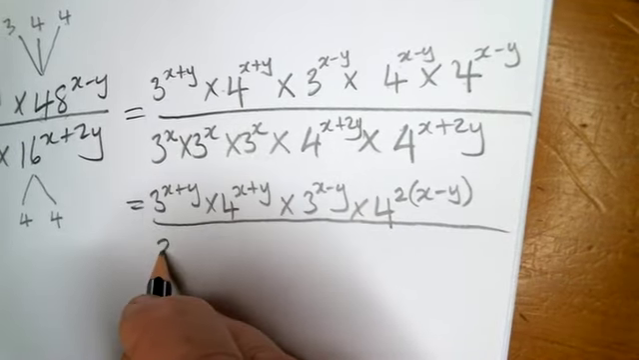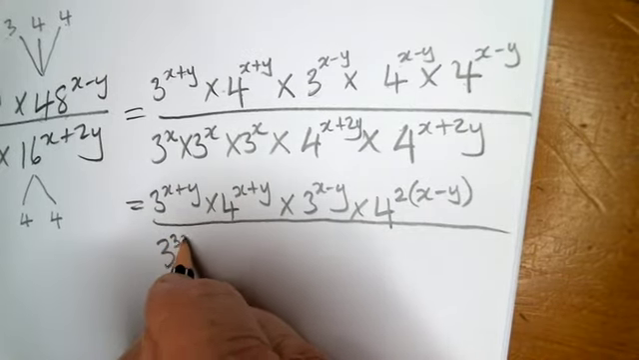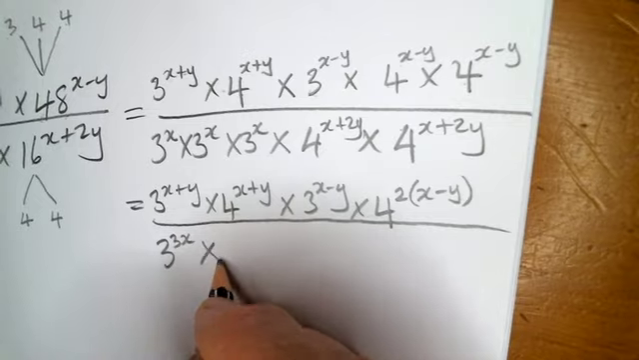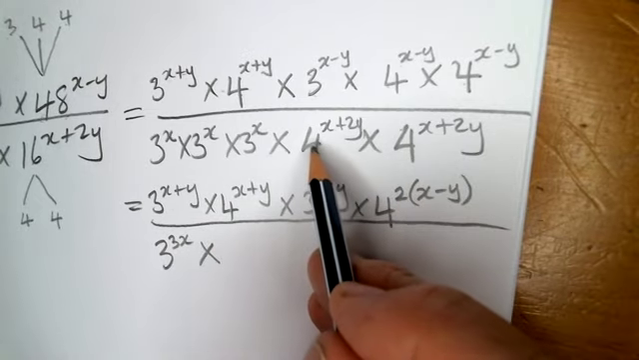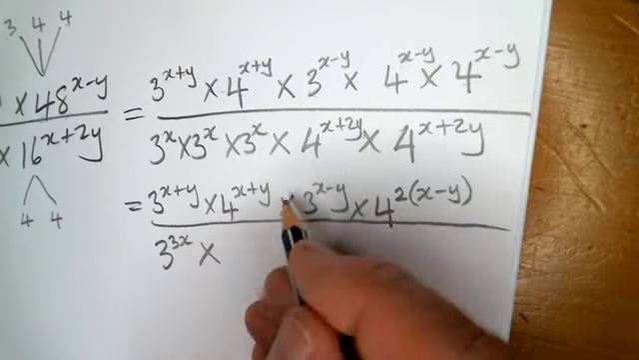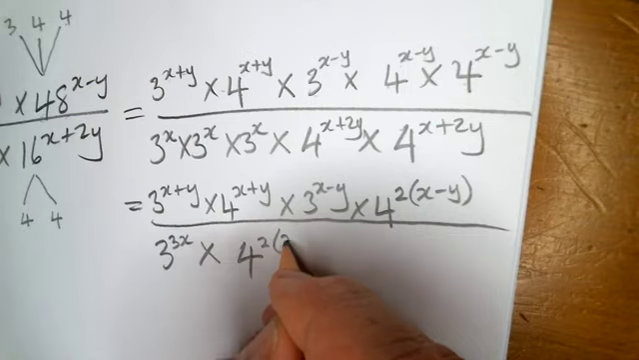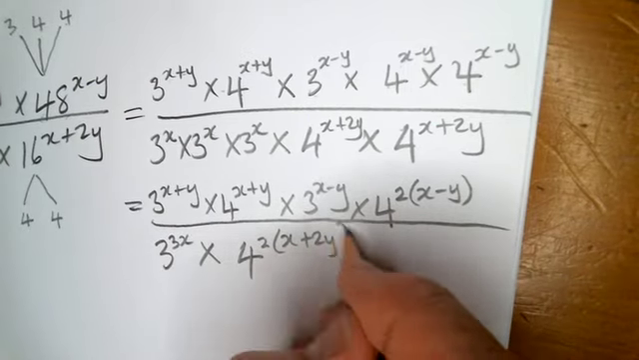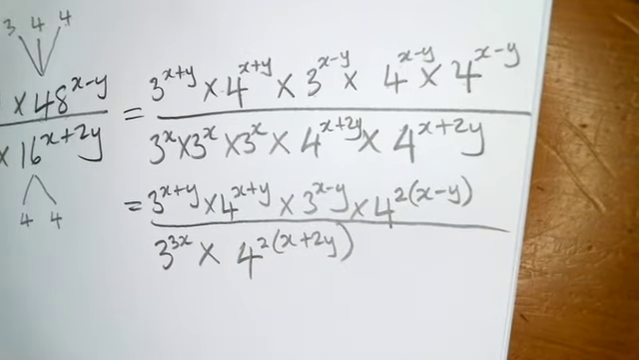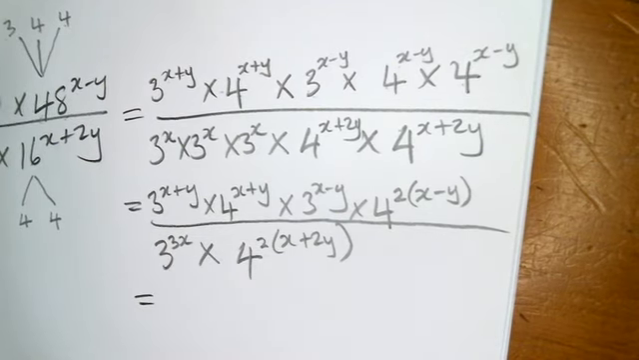This is 3 on the base, but we've got an x and an x and an x, so it's going to be the power of 3x times. Now this is a nice one: we've got 4x plus 2y, which is exactly the same as saying 4 to the power of 2 lots of x plus 2y. And there's a slightly simplified version.